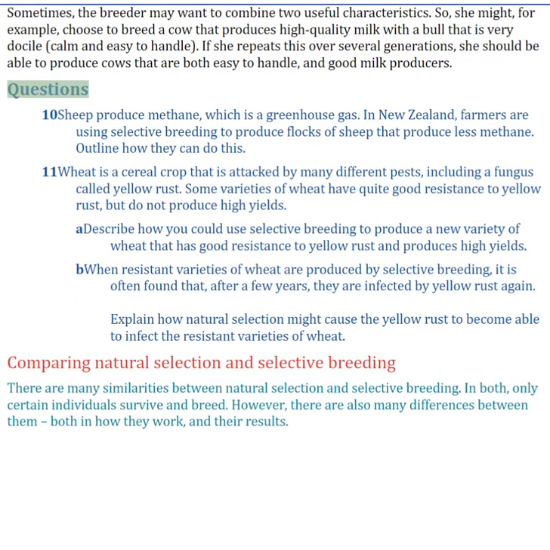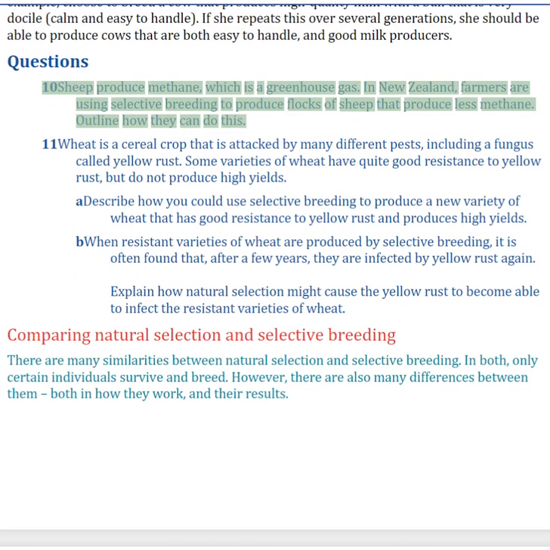Questions. 10. Sheep produce methane, which is a greenhouse gas. In New Zealand, farmers are using selective breeding to produce flocks of sheep that produce less methane. Outline how they can do this.